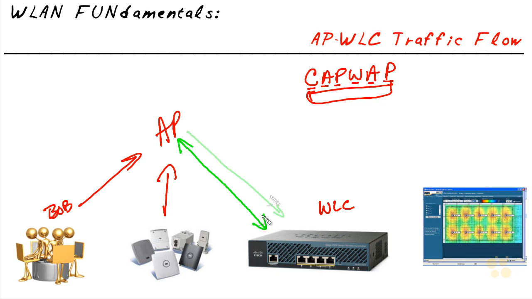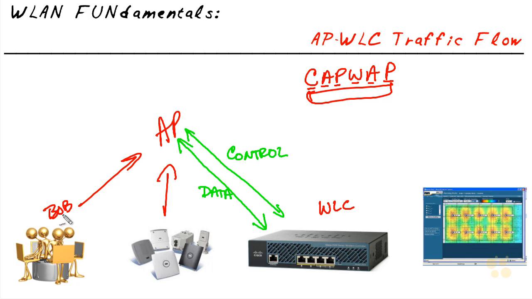And we're really going to have two different streams. One's going to be control traffic, and the other is going to be for data traffic. So for example, if the wireless LAN controller decided it wanted to put this access point on a different frequency or a different channel, it would use the control channel to communicate that with the access point.